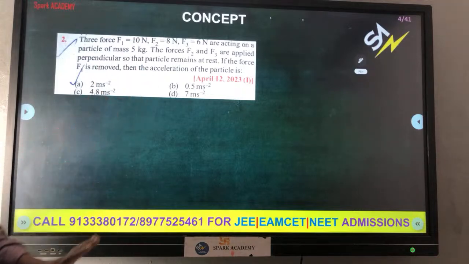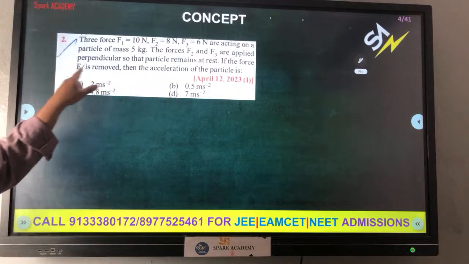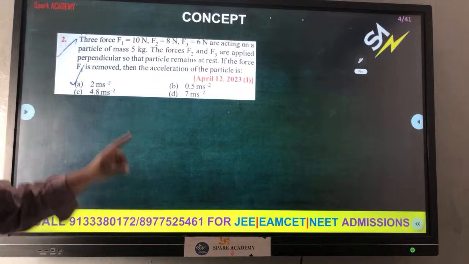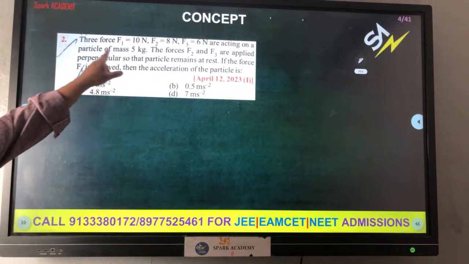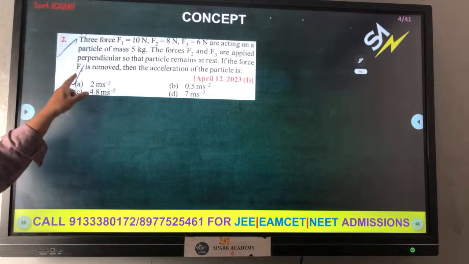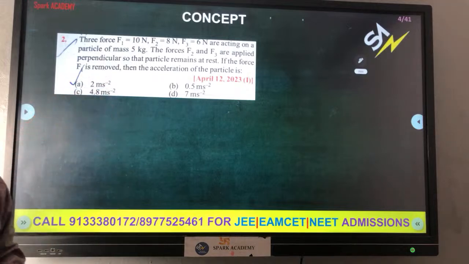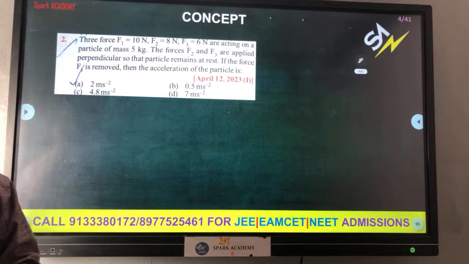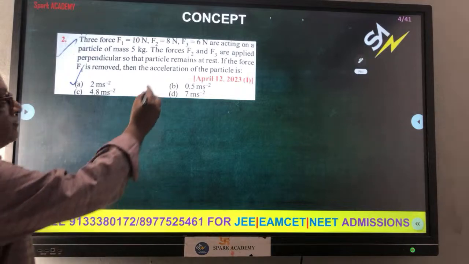The particle remains at rest, that means it is in equilibrium. Suppose the force F1 is removed. If the three forces are there, the particle remains at rest. But suddenly if you remove a force, what will happen? The body will move, in uniform motion with acceleration. Let us show this in a diagram.